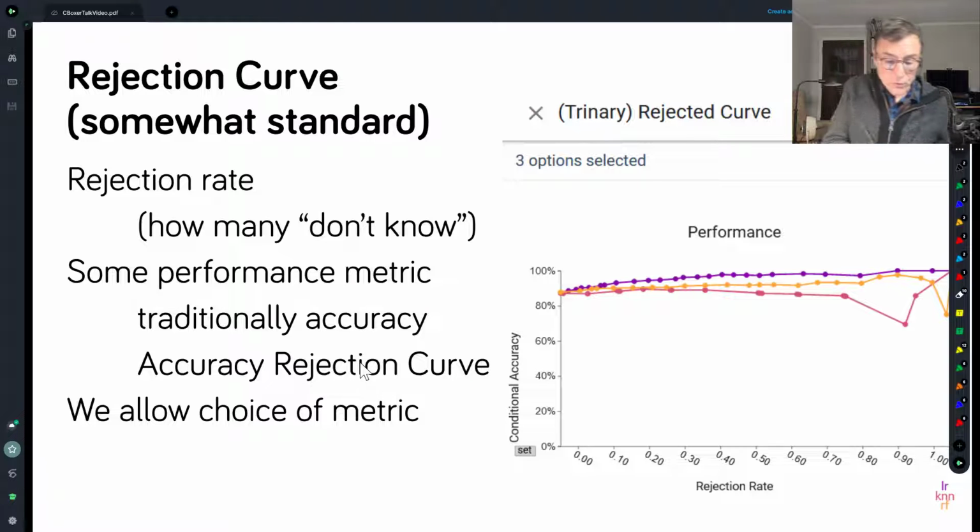The first one is a rejection curve, which is a somewhat standard view. It's often used by machine learning practitioners. It allows us to view how, as we raise the rejection rate, setting the thresholds to be farther apart so we reject more items, the performance changes. This is useful. It assumes that we can set the single ideal threshold.